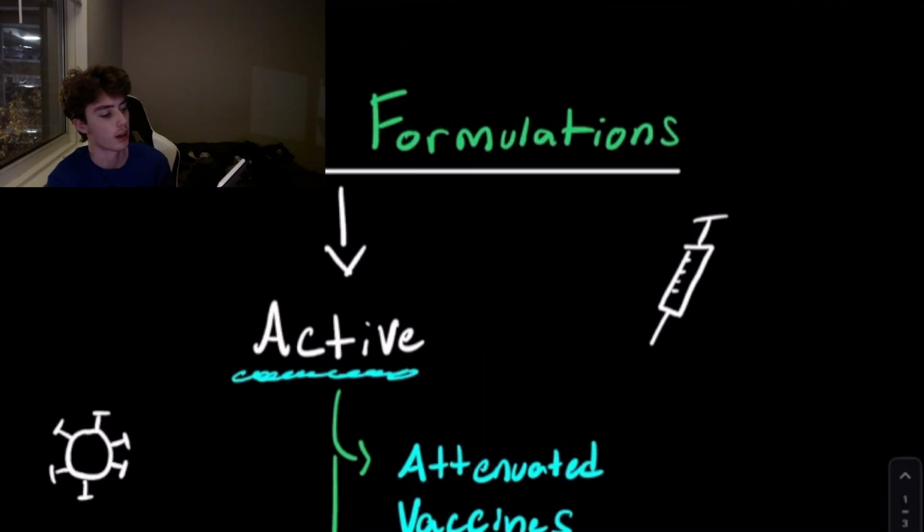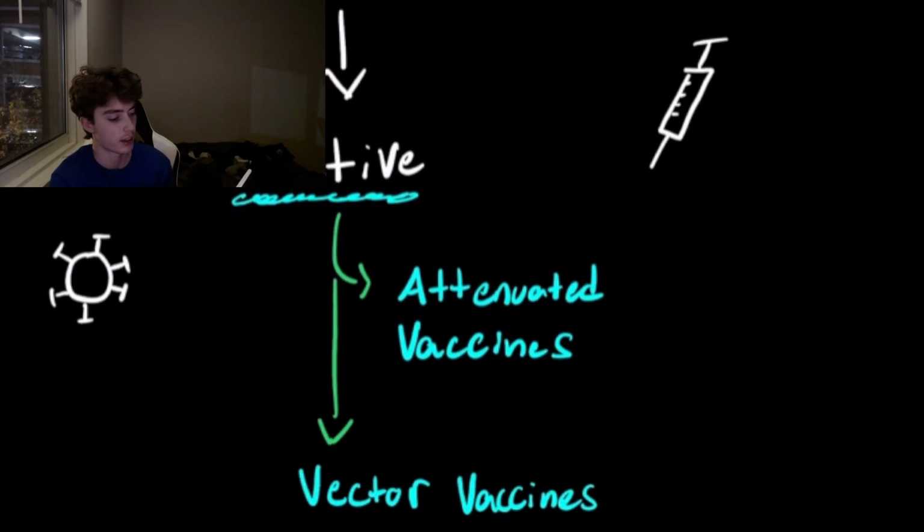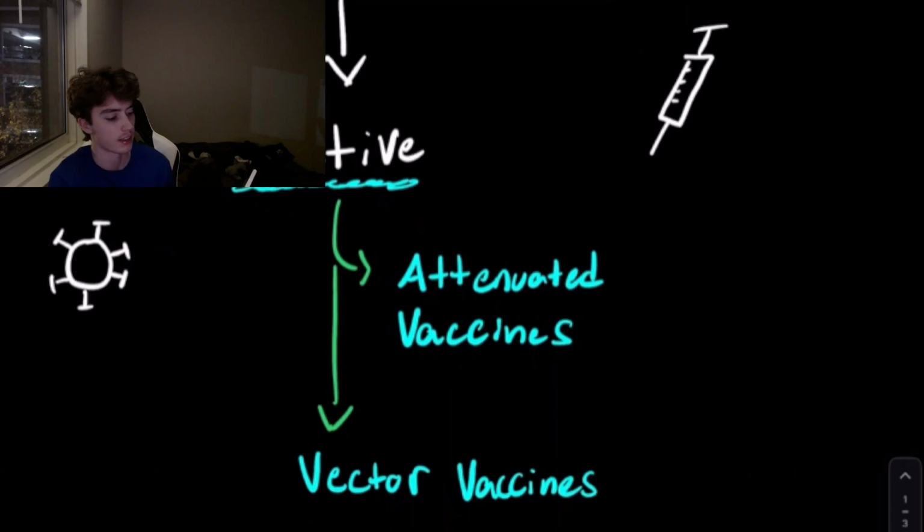Today I'm going to be talking about vaccine formulations, specifically active and inactive vaccines. When we're thinking of active vaccines, these are typically vaccines with live pathogens within them. Specifically, live attenuated vaccines are vaccines that are weakened. They contain weakened pathogens, but they are still able to replicate within your body.